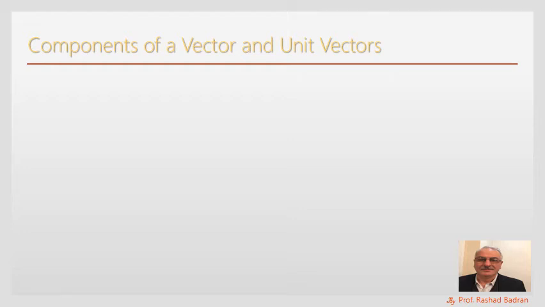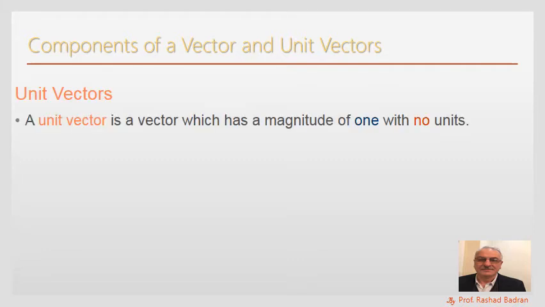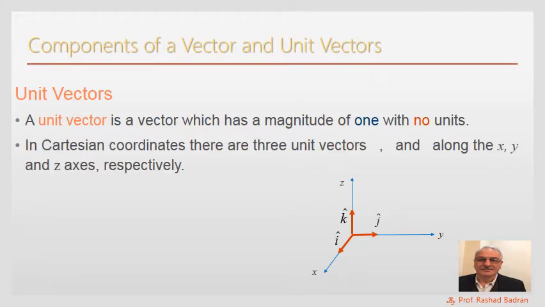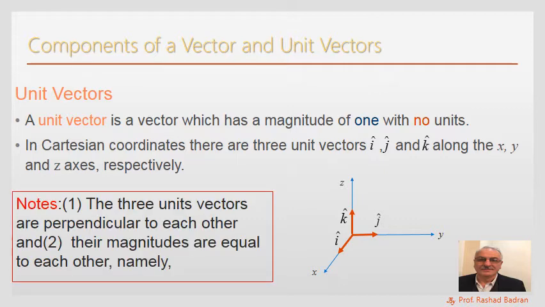A unit vector is defined as a vector that has a magnitude of unity with no units. In Cartesian coordinates, there are three unit vectors: i hat, which lies along the x-axis, j hat, which lies along the y-axis, and k hat, which lies along the z-axis. These three unit vectors are perpendicular to each other, and each has a magnitude of unity.